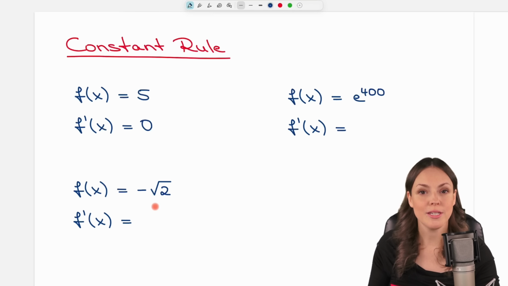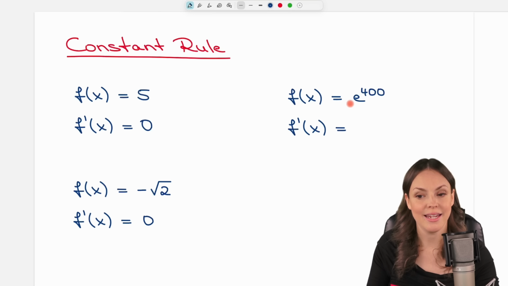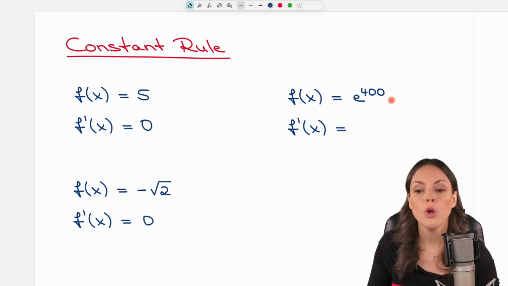Same thing here. It doesn't matter how complicated the number looks. Negative the square root of 2 is just a number. Not a very nice one, but just a number. There's no x in here at all. So the derivative vanishes and we only get 0. Same thing here. It looks more complicated, e to the power of 400, but there's no variable in here. So we know now the constant rule tells us that this vanishes and our derivative is going to be 0.